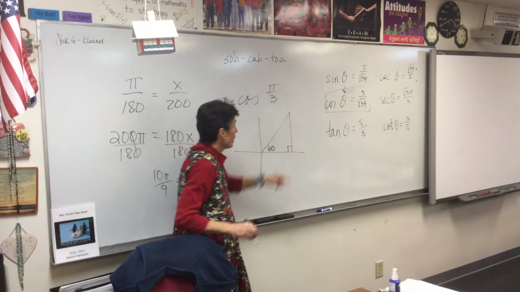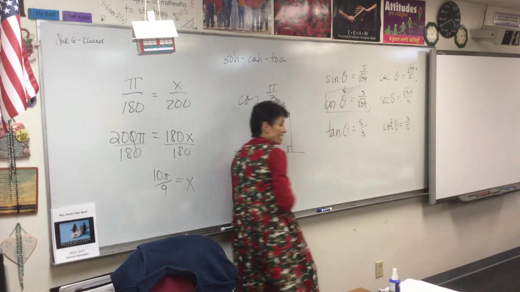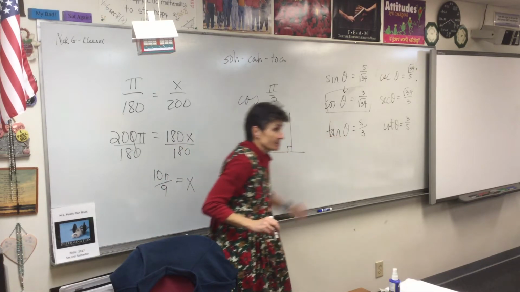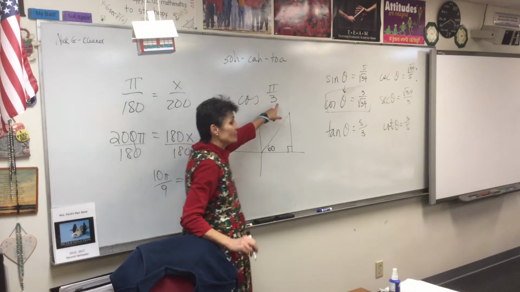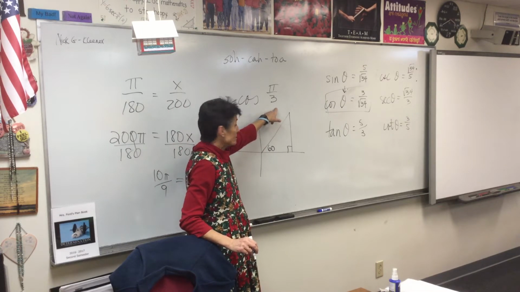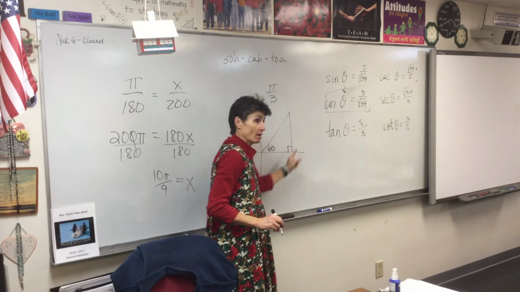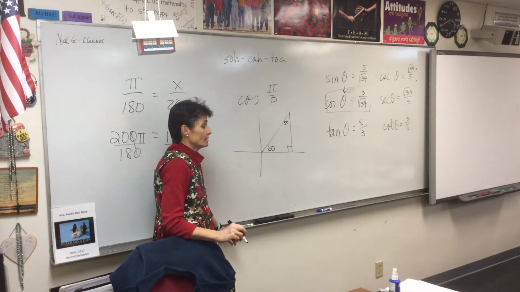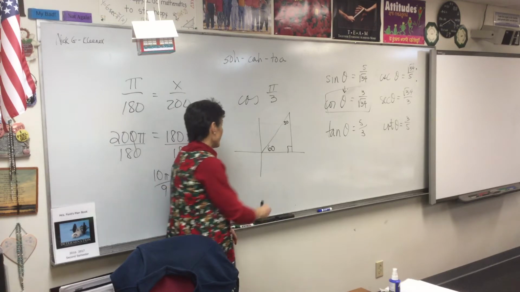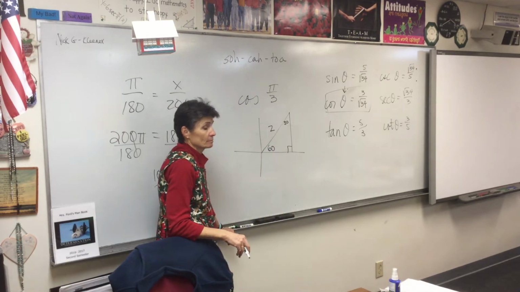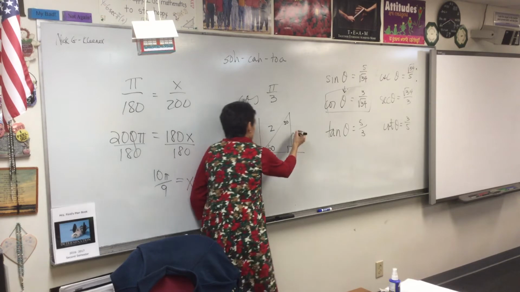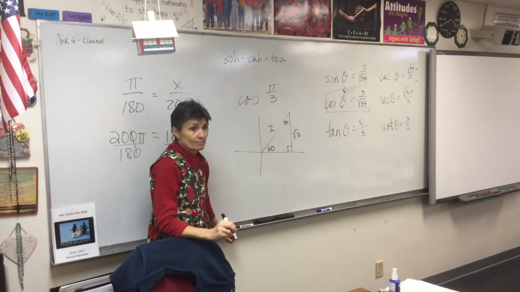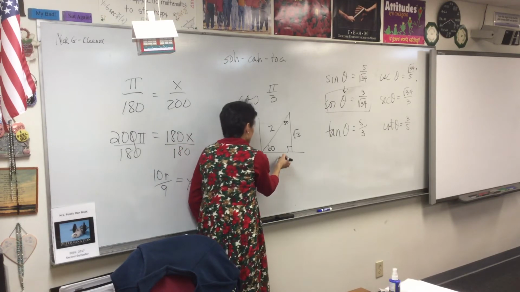In problem number 1, the angle was theta, and I gave you the sides. Here, I'm giving you the angle. Now you're going to figure out what the sides are. Well, isn't this one of your specials? The hypotenuse is 2. Opposite is root 3, because it's across from the 60. And across from the 30 is 1.